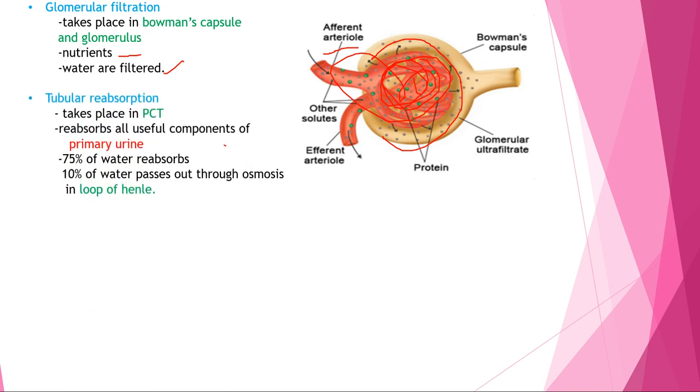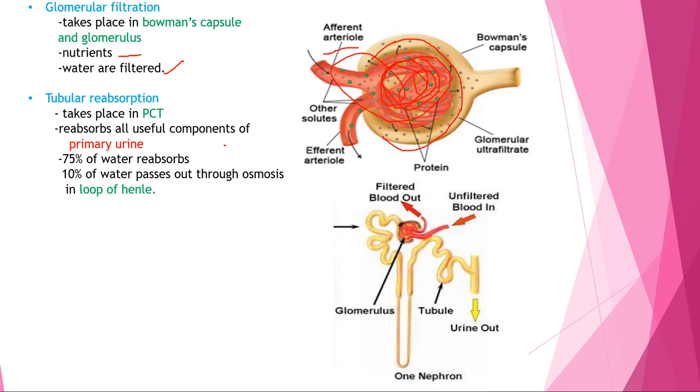The next step in the process of urine formation is tubular reabsorption. The filtered urine from the glomerulus enters into the next part called the proximal convoluted tubule. So what happens here? The filtrate which is formed from the glomerulus is called primary urine. From this primary urine, 75% of the water is reabsorbed back into the proximal convoluted tubule.